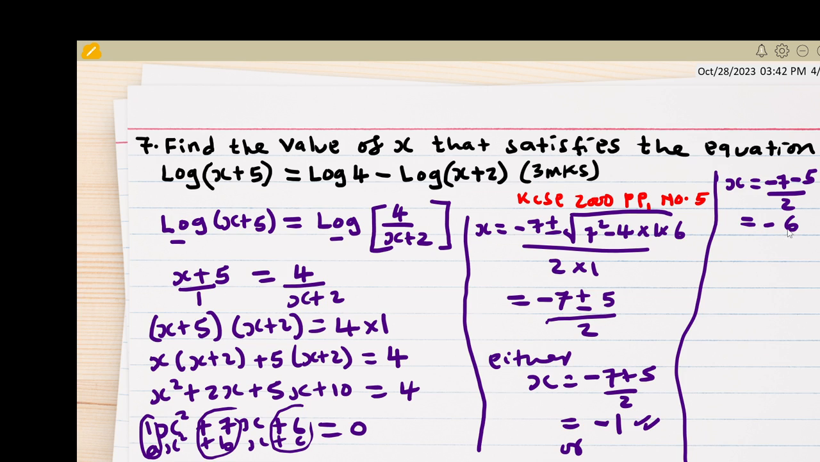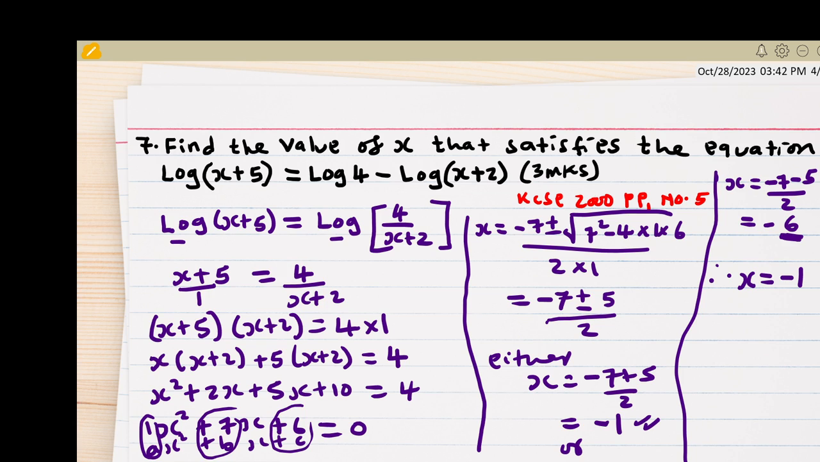If I substitute x when it is negative 6, I'll get negative 6 plus 5, which will be negative 1. Logarithm of negative 1 is not defined. Then if I substitute here, this will be negative 6 plus 2, which will be negative 4. Logarithm of negative 4 is not defined. Therefore it means that the only value of x will actually be negative 1, because negative 6 is not defined as a solution.